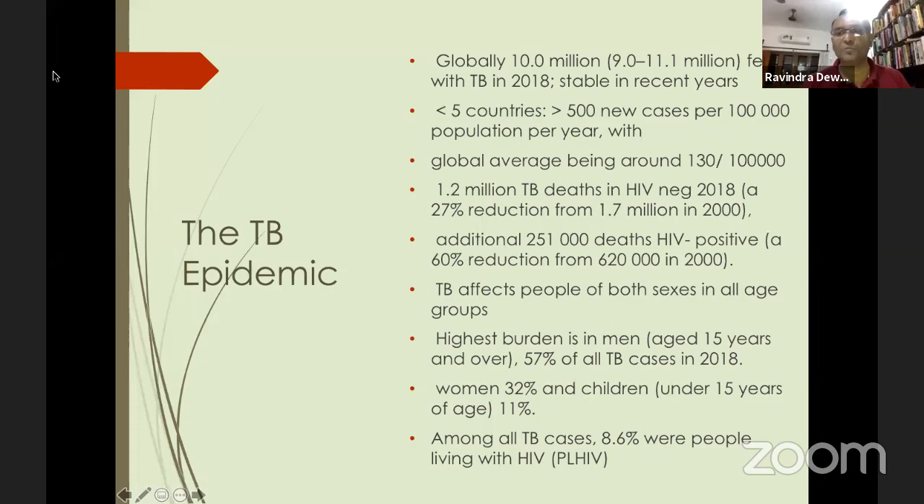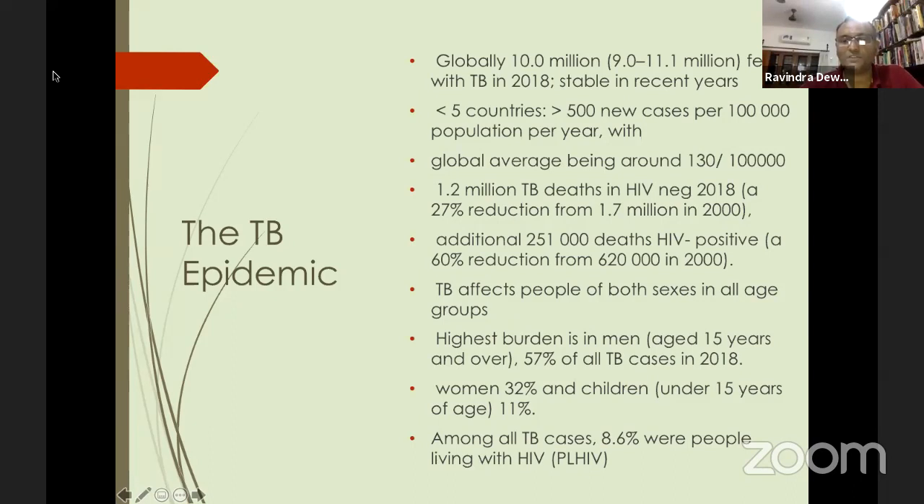TB affects people of both sexes in all age groups, but the highest burden is in men aged 15 years and above, and they account for 57% of all cases. So these are the people who are also the breadwinners of most of the families. So its economic burden is even more than the medical burden. Women constitute 32% and children 11%.